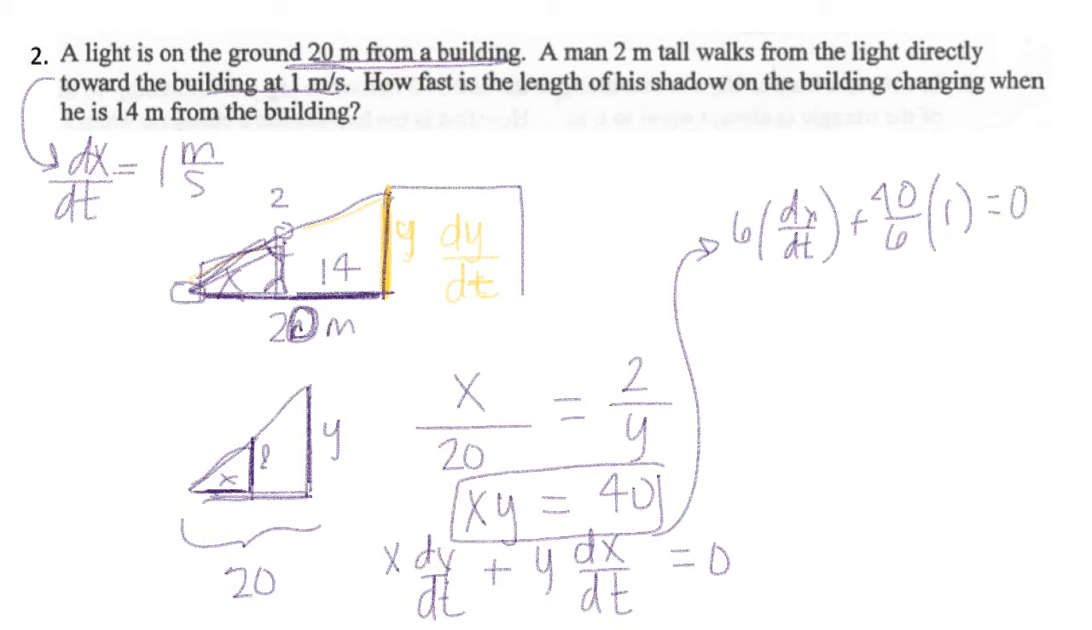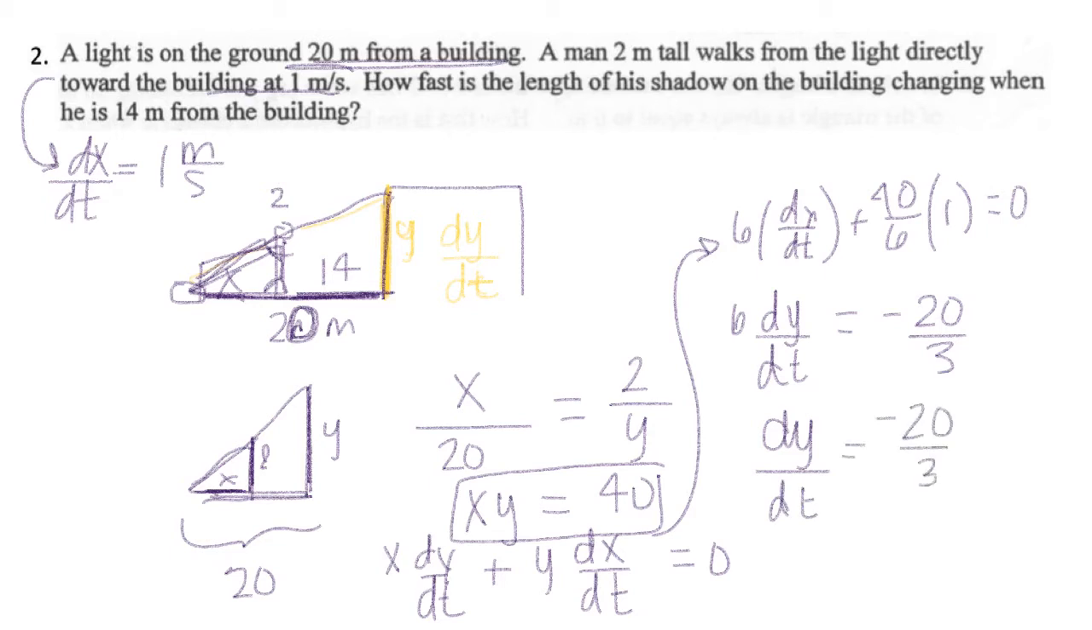And so, let's see, we have 6 dy dt is equal to, and let's subtract over 40 over 6 and reduce it, so that's going to be negative 20 over 3. dy dt equals negative 20 over 3 times, and I'm going to multiply both sides by 1/6. So it looks like our dy over dt is going to be negative 20 over 18, which you can leave or write as negative 10 over 9.